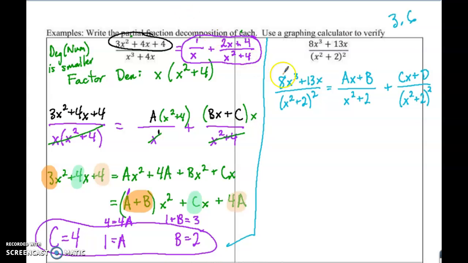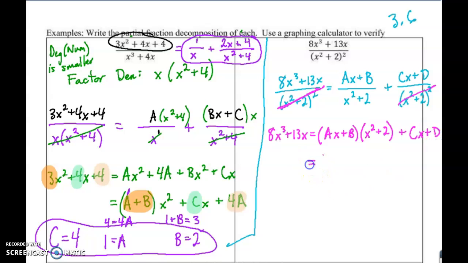So as I multiply everything by this denominator, I still have 8x cubed plus 13x, and I'm going to multiply that ax plus b. Now one of the x squared plus 2 cancels with multiplying by this, but there's still another x squared plus 2. And then over here, all of this cancels just like all of it canceled over here, so I just have cx plus d on that.